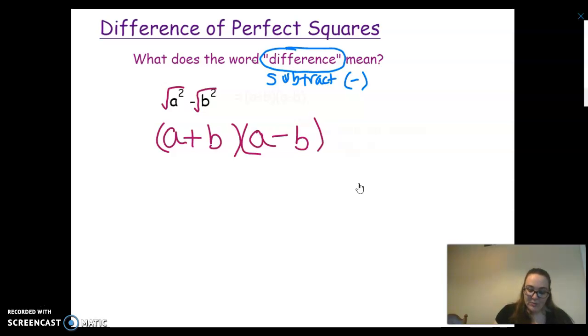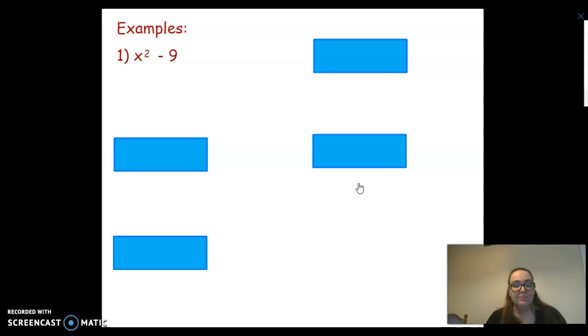Okay, so examples. Here's the first one, x squared minus 9. I'm going to first check, as always, is there a greatest common factor? No, x squared and 9 do not have a greatest common factor. So I have two terms here, and each of those terms is a perfect square. I know that because if I square root 9, it's 3. So I can do this.